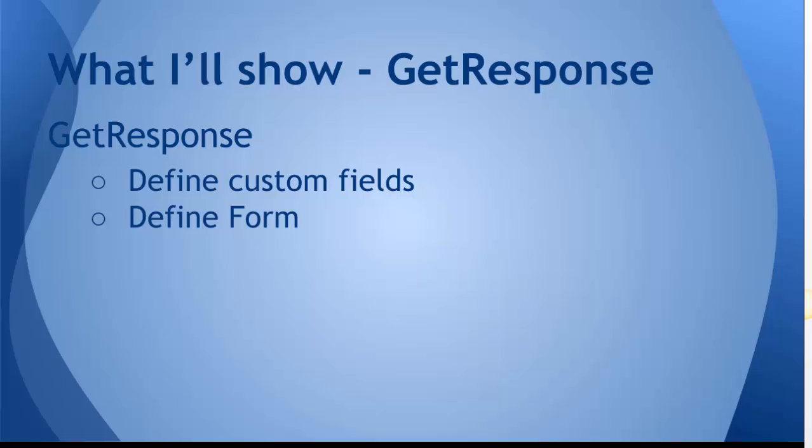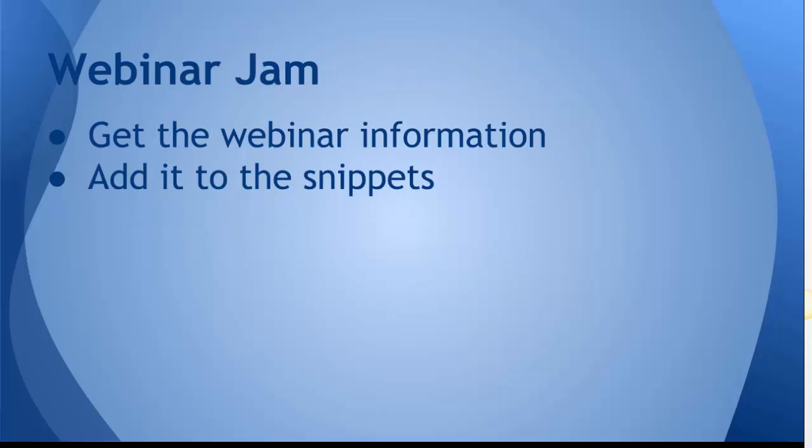In GetResponse, what I'll show is how to define the two custom fields that I need, because WebinarJam uses a parameter called name, and WordPress does not like a parameter called name. It gives you an error. So we have to copy the information of the name and the email into custom fields, and those fields are sent afterwards to the thank you page. And we need to define a form.